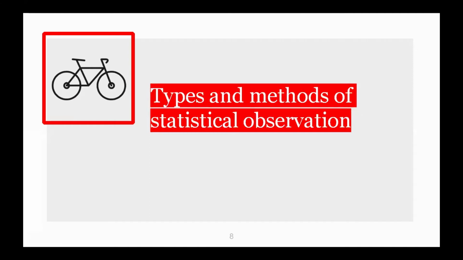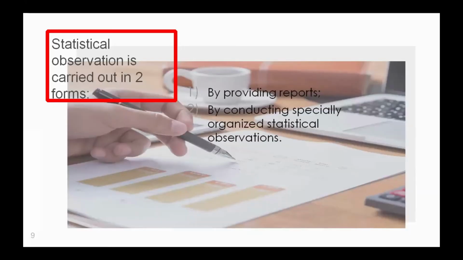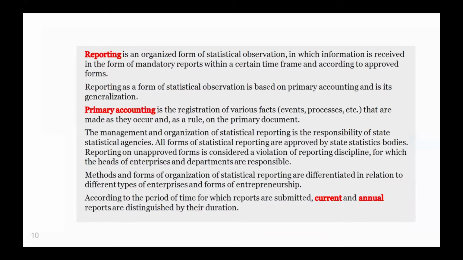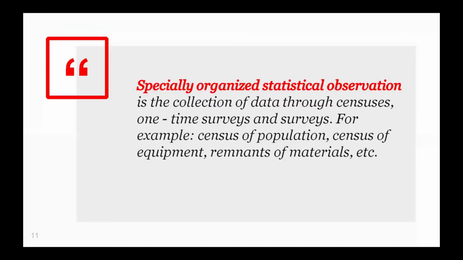Okay, next. Types and methods of statistical observation. Statistical observation is carried out in two forms. The first, by providing reports. The second, by conducting specially organized statistical observations. Reporting is an organized form of statistical observation in which information is received in the form of mandatory reports within a certain time frame and according to approved forms.